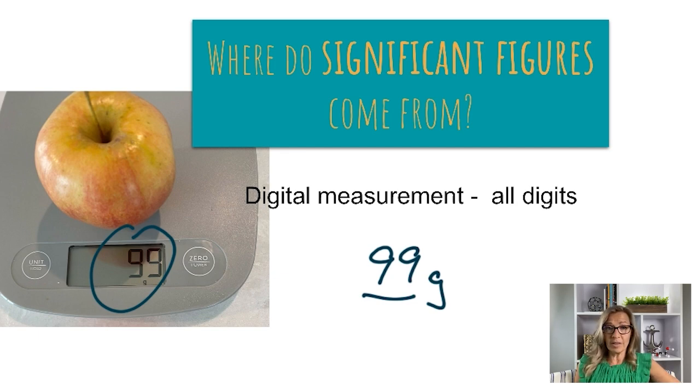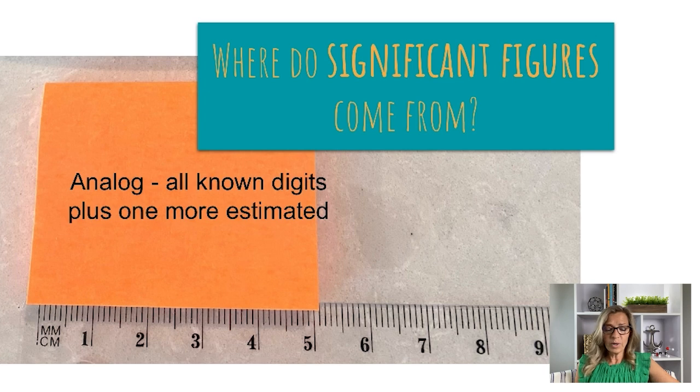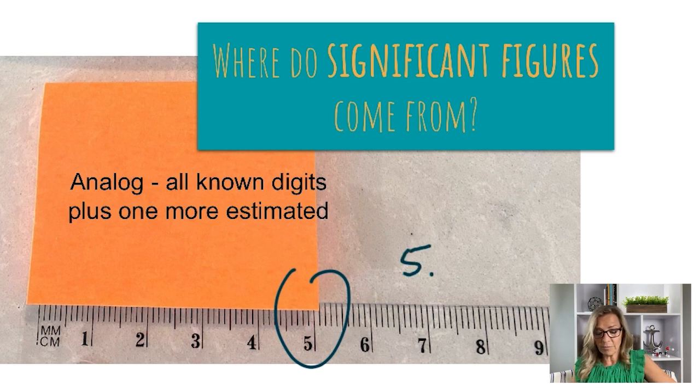Some balances would be a little bit more precise, maybe measured to the 10th or the 100th, and that would give us more significant figures, or sig figs. So what about analog systems? That would be old school, like measuring the length of this Post-it note. When we do scales like this, we're going to record all known digits. I can tell this is a 5. I can see that it's right on the 0.1, and then I'm going to estimate one more place. It's right on the line, so I will call that 5.10 centimeters. That would be the width of the note.